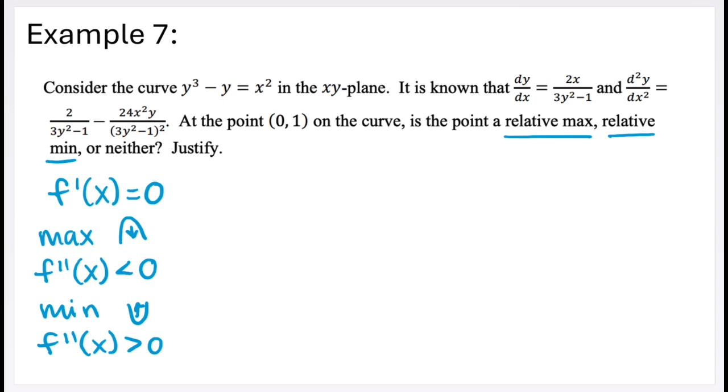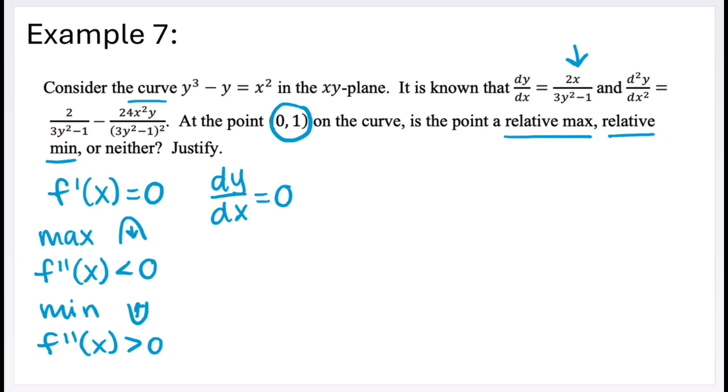So we're going to think about plugging in 0 and 1 into this derivative right here. So if I plug 0 into the top, into x, I do get 0. So I get 0 on top. Now let's see what we get on the bottom. So we get 3 times 1 squared, which is 3 minus 1, which is 2. So yes, dy over dx does equal 0. So it could be a max or a min. So now we need to check it in the second derivative.